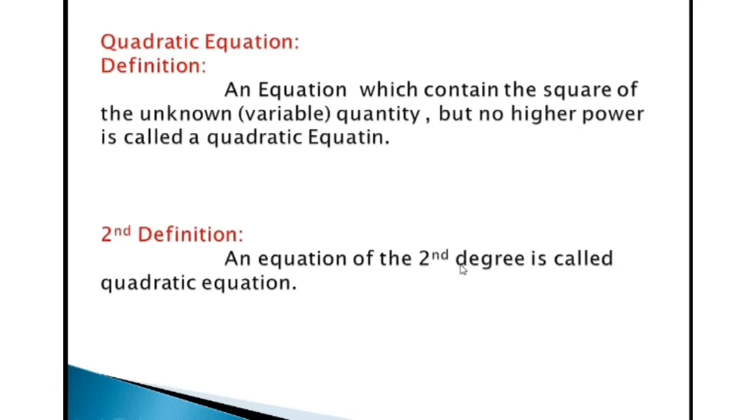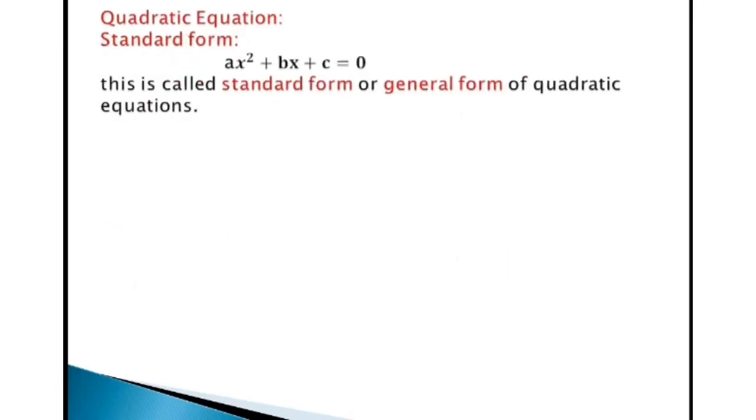What is degree? The highest power of the variable in any equation is called degree. If the degree of any equation is 2, then it is called quadratic equation. Now we discuss its standard form. Standard form is ax square plus bx plus c is equal to 0.